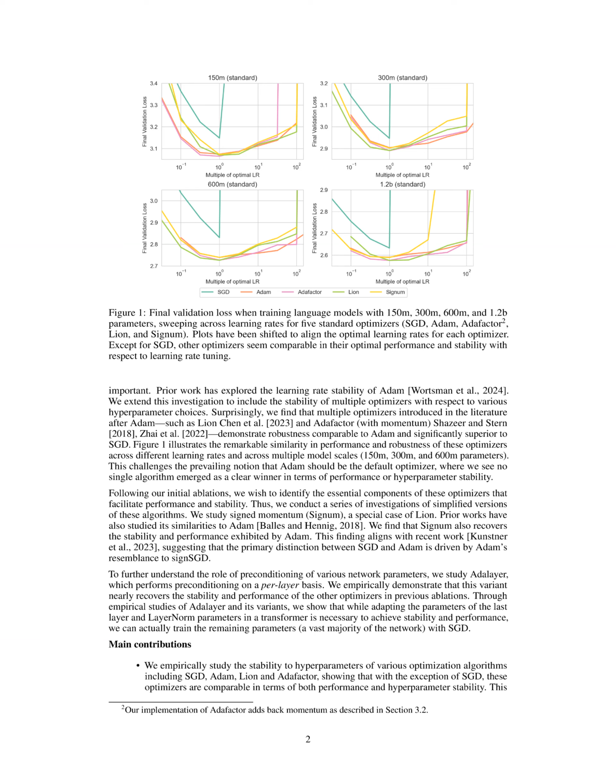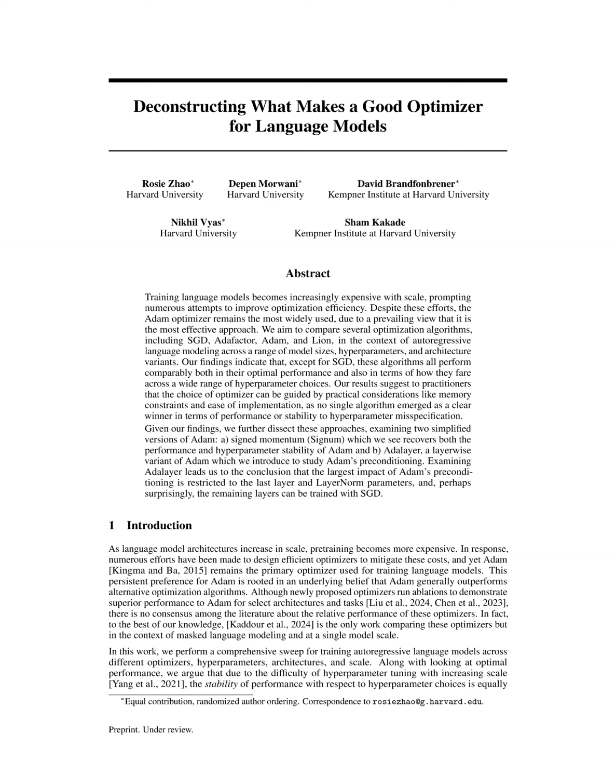The theoretical and practical benefits of using the method described in the paper include the discovery that various optimizers, such as Lion and Adafactor, demonstrate robustness comparable to Adam and superior to SGD. This finding challenges the prevailing notion that Adam should be the default optimizer for training language models.